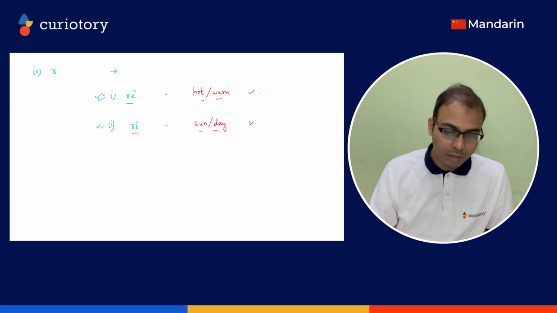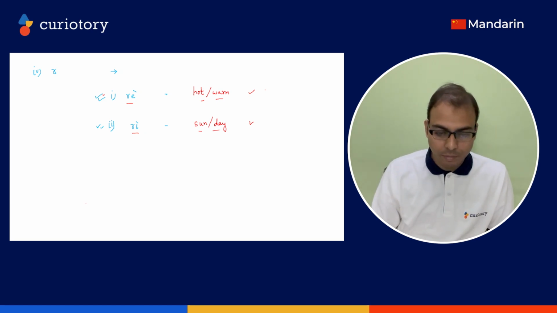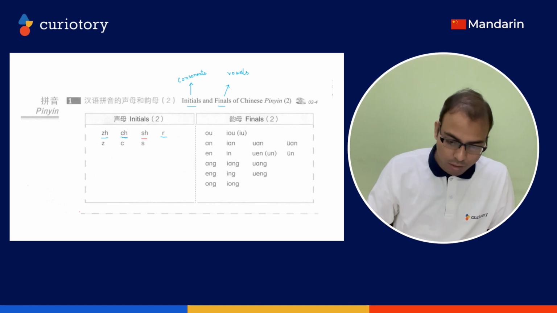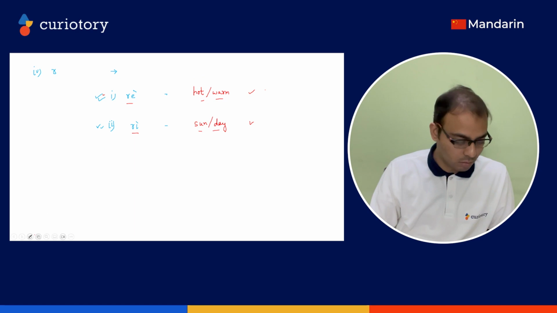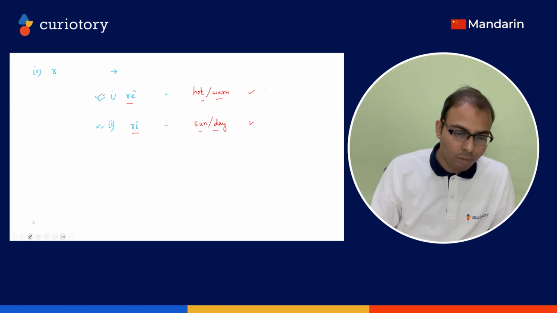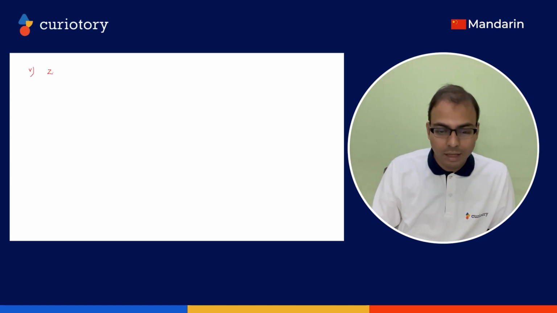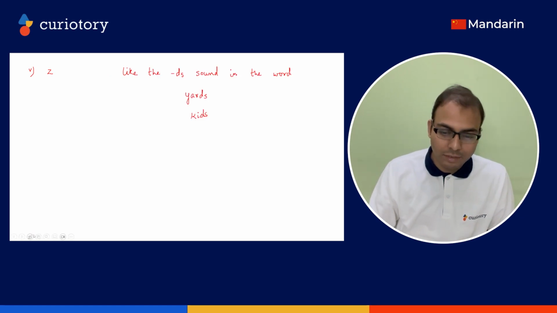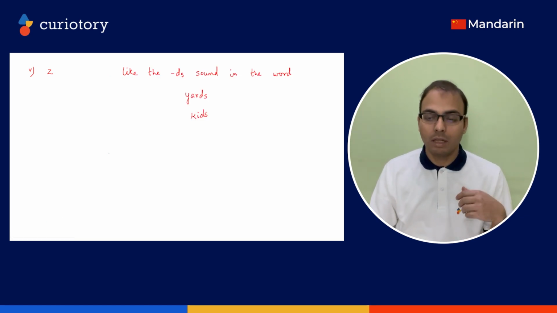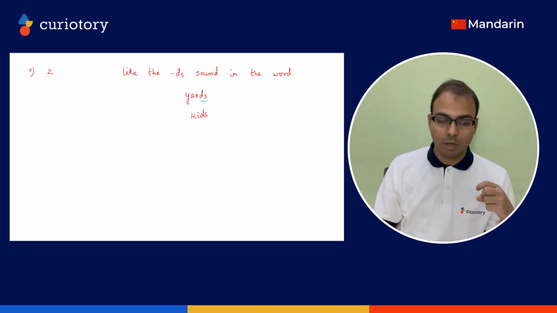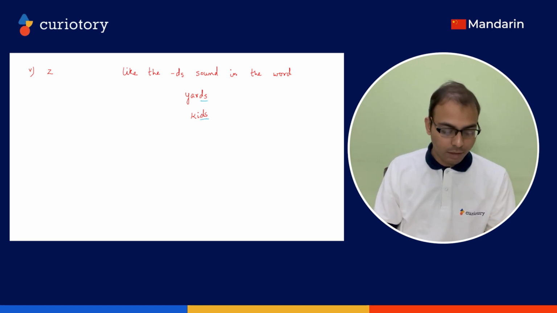Okay, so I hope R is clear to you. Now let's get back to the fifth initial, which is Z. So what is the rule about Z? It says Z should be pronounced like the DS sound in the word yards or kids. Okay, what is it saying? It is saying that Z is pronounced like the DS sound in the word yards or kids.